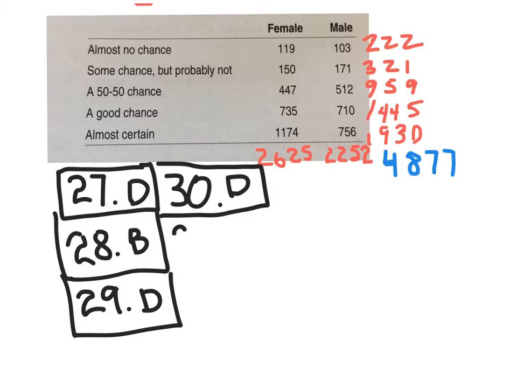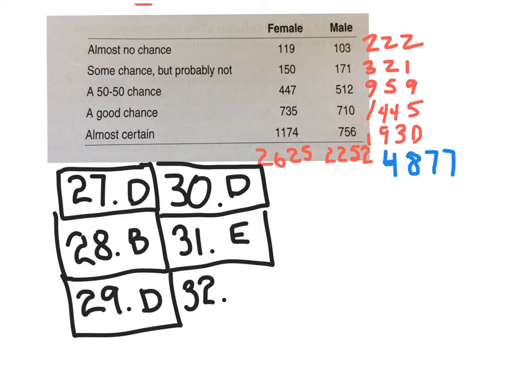So 31, of those people that were certain that they were going to be married, how many were the female? So this is a conditional distribution based on almost certain. Okay, so that many, 1,174 out of the 1930 figured that they would almost certainly be married. So if you divide this number by that number, you get about 61%, which is letter E. Boom.